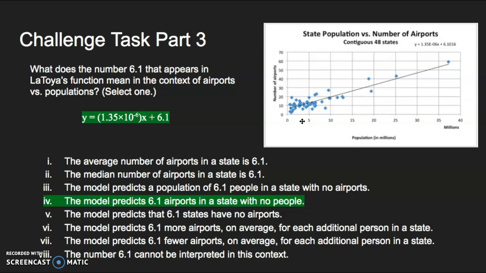The model predicts 6.1 airports in a state with no people. So remember, our y-intercept would be when x equals 0. So if x was 0, then the model would predict 6.1 because that would be the only term unaffected by x equaling 0. That 1.35 times 10 to the negative 6 power times x would become 0, and 6.1 would be the number of airports we would have regardless of no population.